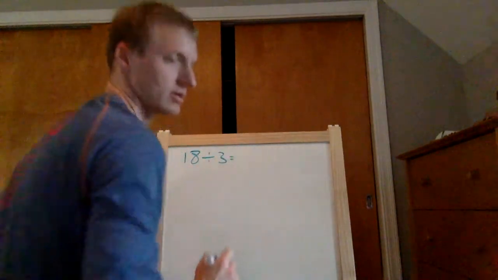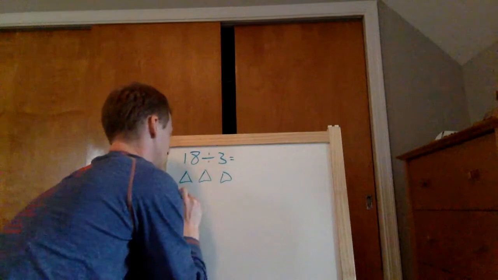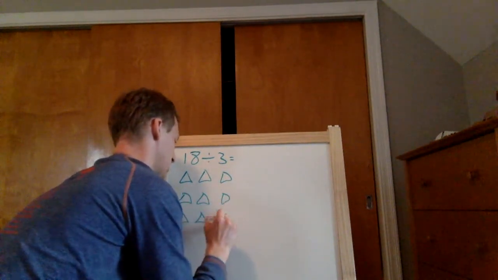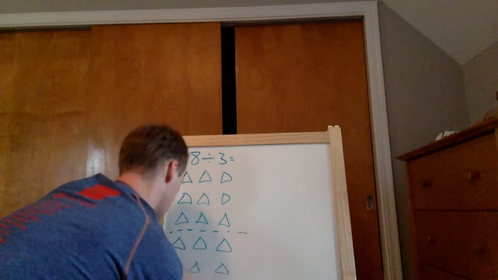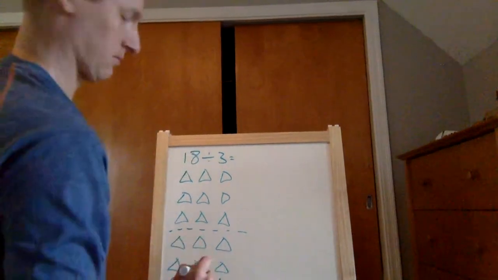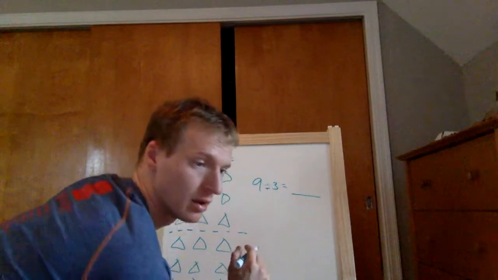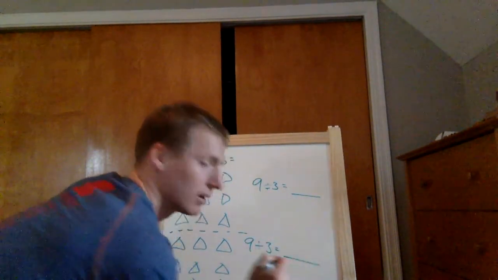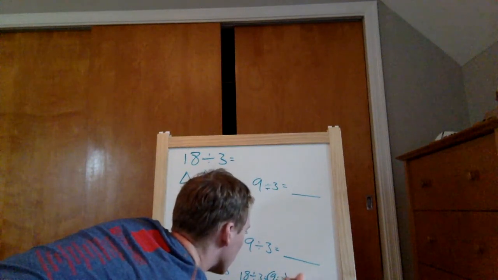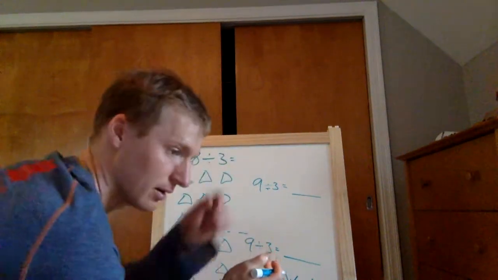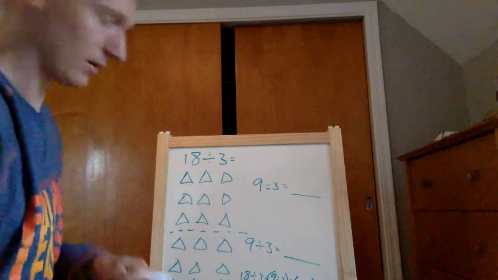18 divided by 3 equals. Label the array, then fill in the blanks to make the true number statements. Okay, and it said 9 divided by 3 equals blank. Then below says 9 divided by 3 equals blank. And then underneath says 18 divided by 3 equals 9 divided by 3 plus 9 divided by 3 like that, right? Okay, equals 3 plus blank equals blank. Oh no, they gave us the answer too.